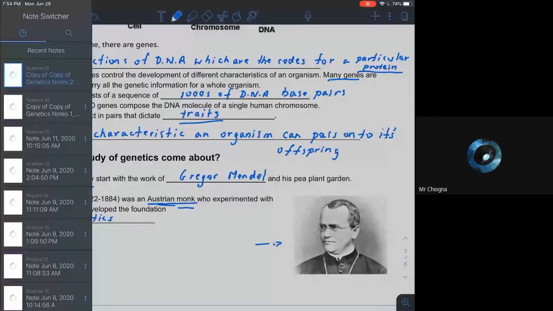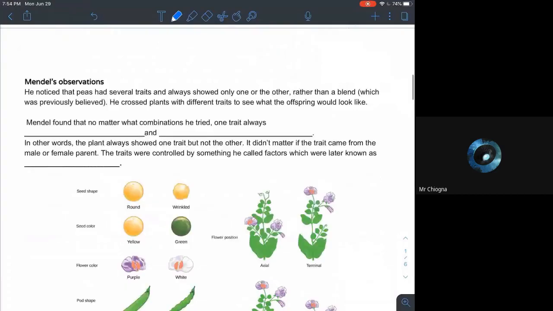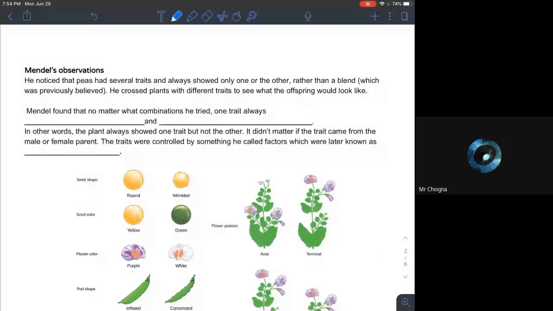So what did he notice? Now we're going to talk about some of the traits of pea plants. I know it sounds funny, but this is where he started off. Actually, it was because the pea plants were very simple to deal with, very simple to pollinate and create new offspring with. But anyways, let's get down to here. So we'll start here. Sorry.